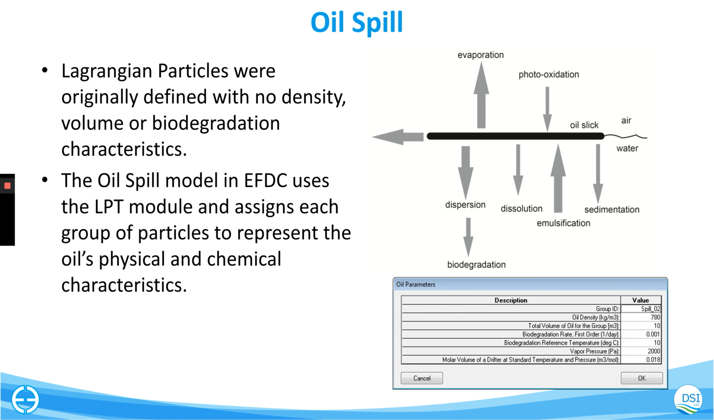Here you see the parameter setting screen where you would set up an oil spill model. Again, this is just an option that's available in the Lagrangian particle tracking module, where you can define all of these characteristics of the Lagrangian particles.